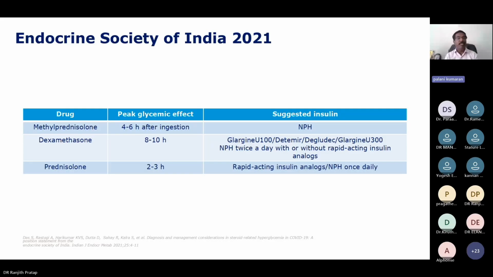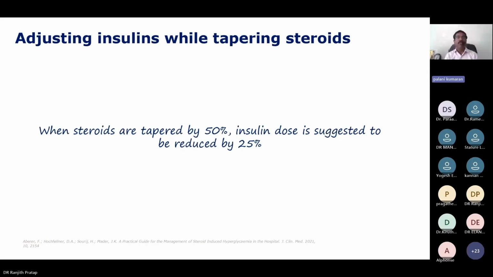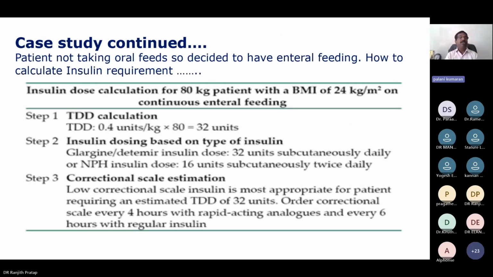Whenever the patient is on prednisolone, it is better to give rapid acting or short acting insulin, or NPH once daily. When the steroids are tapered, don't forget that you have to decrease the dose of insulin. Whenever the steroids are tapered by 50%, the insulin dose should be reduced by 25%. Here our patient is still not taking oral feed, so we have decided to start on Ryle's tube feeding.